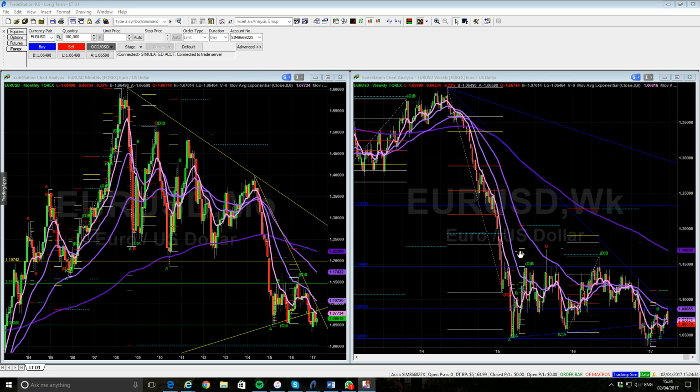Hello traders, since we've had a newly formed monthly bar, I thought it'd be useful to go through some of my longer term outlooks on the dollar pairs. The longer term markets dictate the shorter term markets, not the other way around. Therefore, analysis of the weekly time frame and the monthly is vital for success if you're looking to take advantage of swings and the longer term moves.